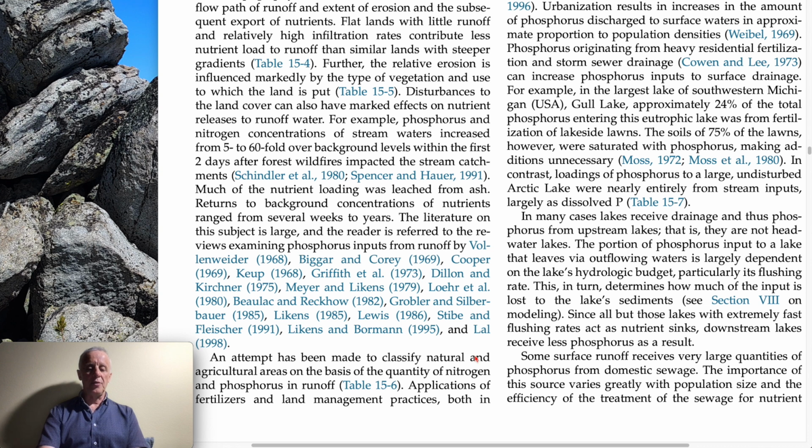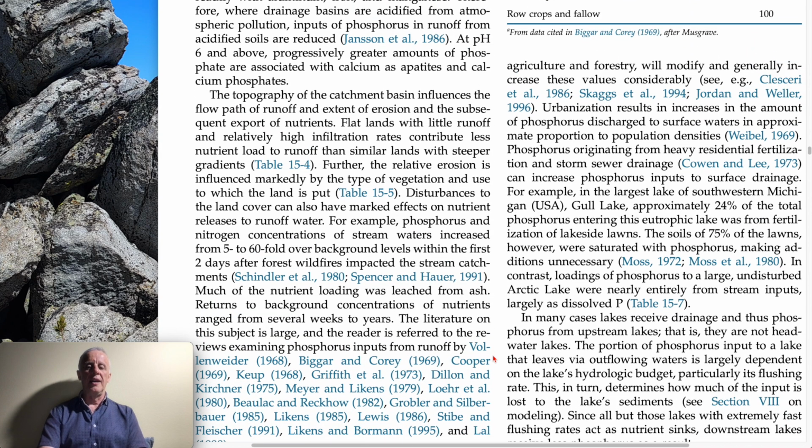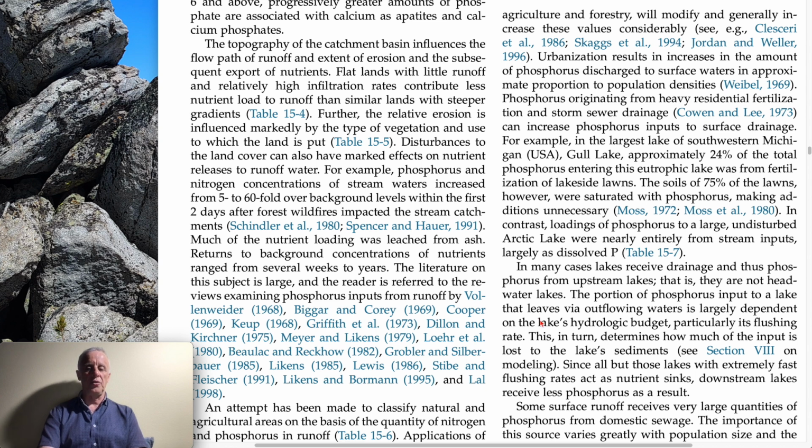An attempt has been made to classify natural and agricultural areas on the basis of the quantity of nitrogen and phosphorus in runoff. Application of fertilizers and land management practices, both in agriculture and forestry, will modify and generally increase these values considerably. Urbanization results in increases in the amount of phosphorus discharged to surface waters in approximate proportion to population densities. Phosphorus originating from heavy residential fertilization and storm sewer drainage can increase phosphorus input to surface drainage.